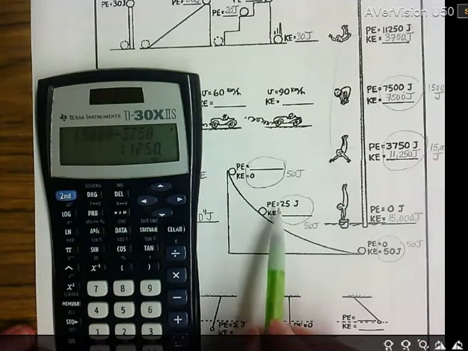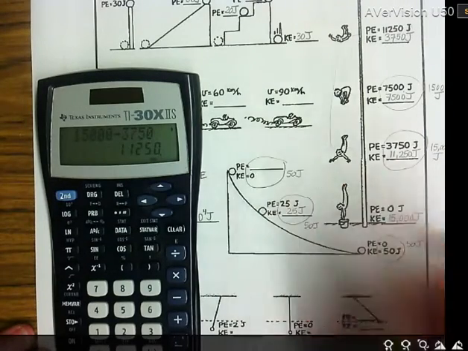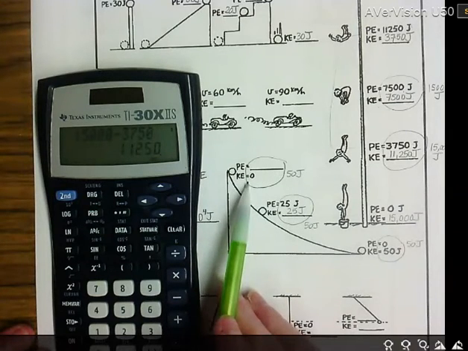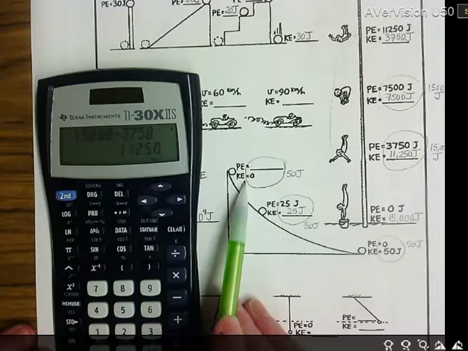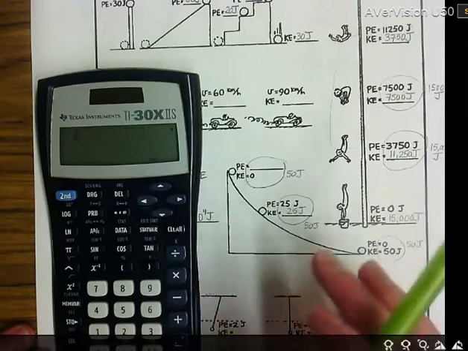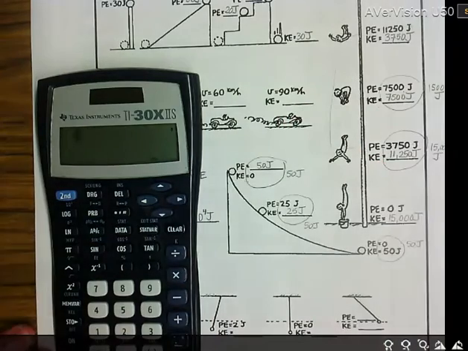So here, when 25 joules of that energy is potential energy, that leaves 25 joules to be kinetic energy. Here, before the ball starts to move at all, and we have 0 kinetic energy, then all of the energy has to be potential energy, 50 joules.